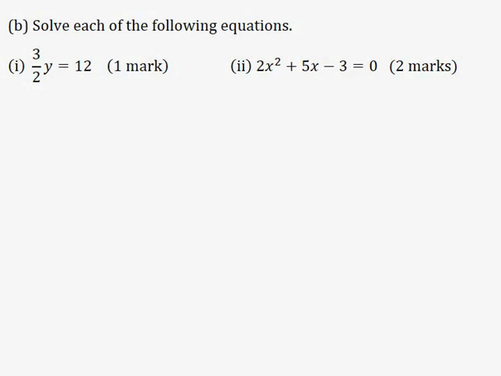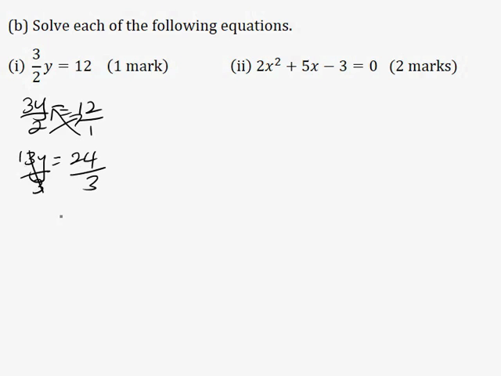Part B. Solve each of the following equations. Part 1. 3 over 2y is equal to 12 for 1 mark. So I'll rewrite this 3 over 2y as 3y divided by 2. And I'll place this equal to 12 over 1. And I'm going to cross multiply here. 1 multiplied by 3y is 3y. 2 multiplied by 12 is 24. Dividing by 3, divided by 3, 3 into 3, 1. Y here, 24 divided by 3 is 8.